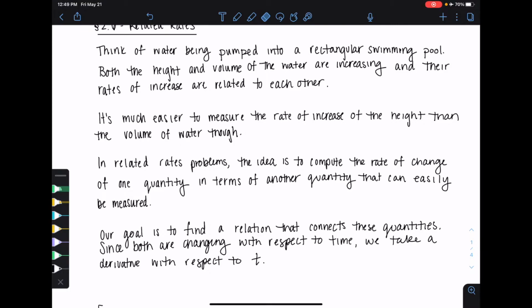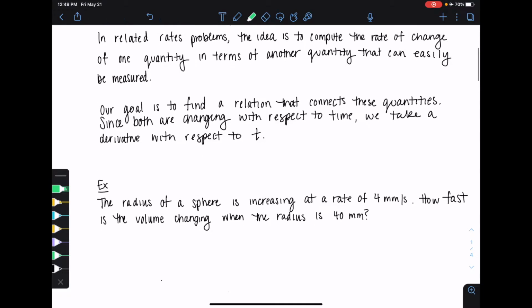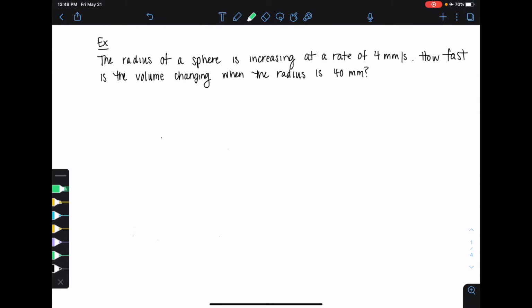In case of this pool, I know what the volume is based on the height and also the length and width, which don't change. Since both of these quantities are changing with respect to time, we're going to take a derivative with respect to time, which we're going to use the variable t to represent. So let's try an example. The radius of a sphere is increasing at a rate of 4 millimeters per second. Every second, the radius is going to grow by 4 millimeters. We want to figure out how fast is the volume changing, specifically when the radius is 40 millimeters.